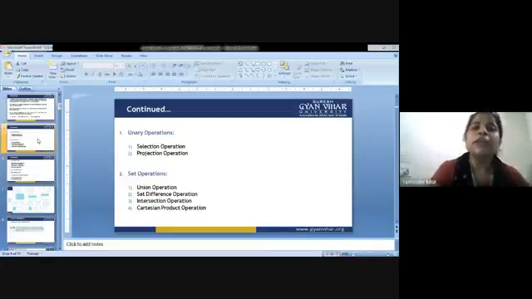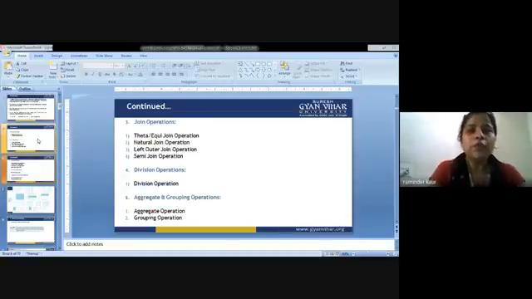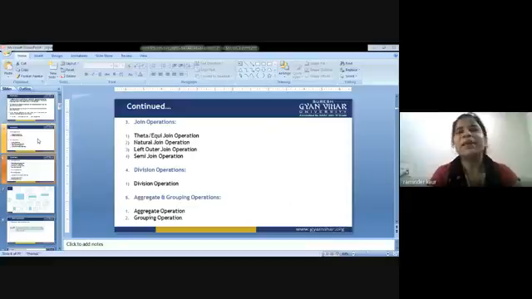Now there are various operations associated with set operations as well. Those are union operation, set difference operation, intersection operation, and Cartesian product operation. Third are the join operations, in which there are theta join, equi join, natural join, left outer join, and semi join operations. Fourth is the division operation, simply A divided by B. In the same manner, we operate in relational algebra. Next are aggregating and grouping operations, that is aggregate, and next is grouping operation.